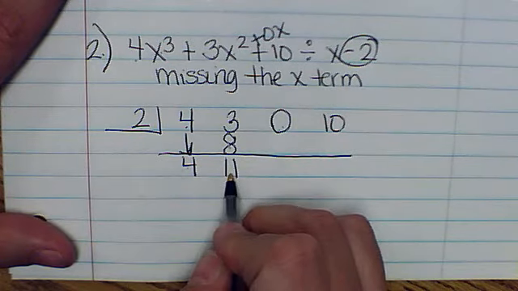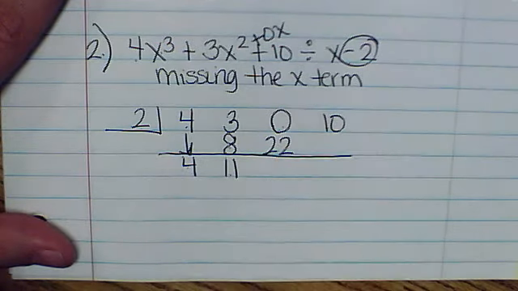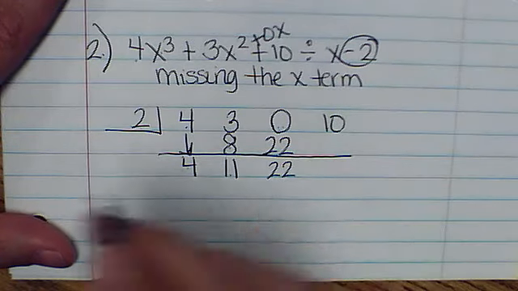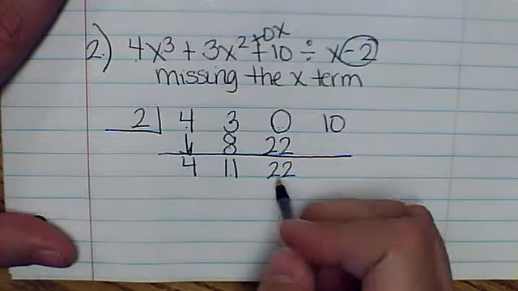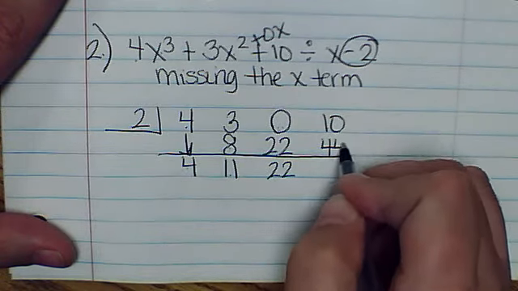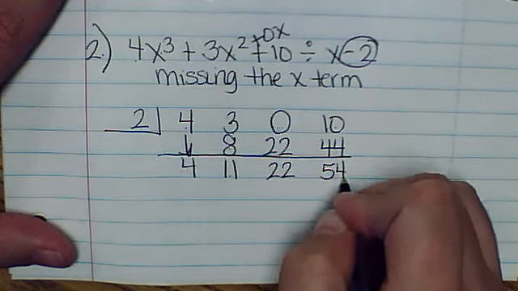Then we take that 11 times 2 is 22, and it goes underneath a 0. 0 plus 22 is 22. Then we do 22 times 2 is 44, and that goes underneath a 10. 10 plus 44 is 54.